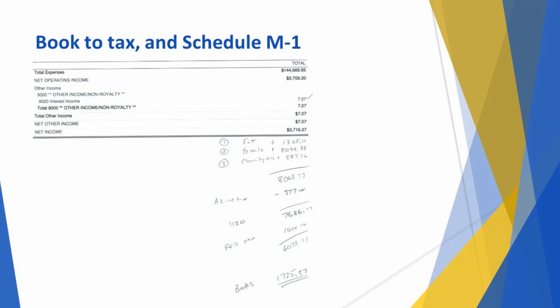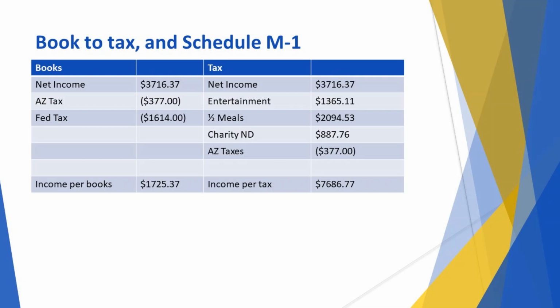We have two calculations to make here. Let's break them down. For books, we have two adjusting entries that need to be made. We need to calculate federal income tax and Arizona state income tax. For book purposes, we need to make an adjusting entry to record both federal and state taxes due, debit tax expense, and credit income tax payable.